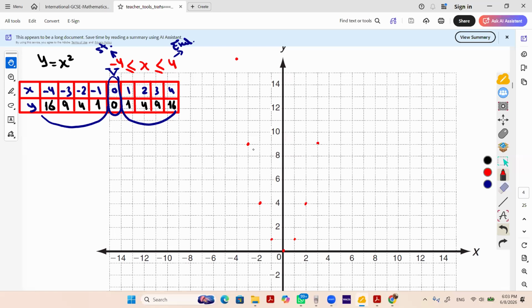You will find that any point on the left has an image on the right, reflected on the y-axis. Can you see it? This point, it's reflected. This point, its image. And the last one, 4 and 16, is the opposite point of this point. Now we have to join these points together. You have to join them.